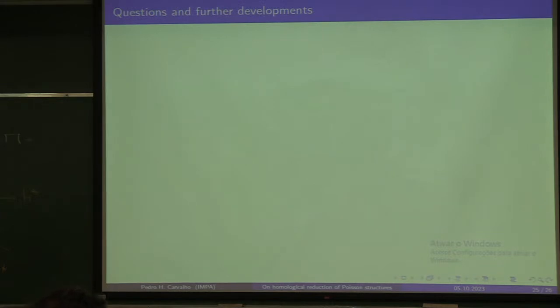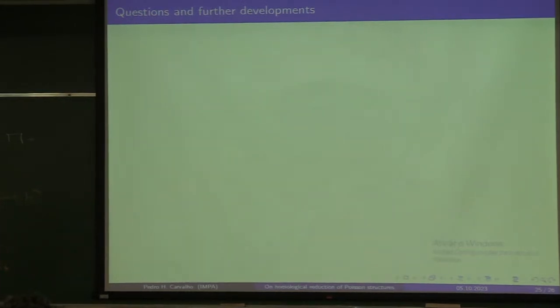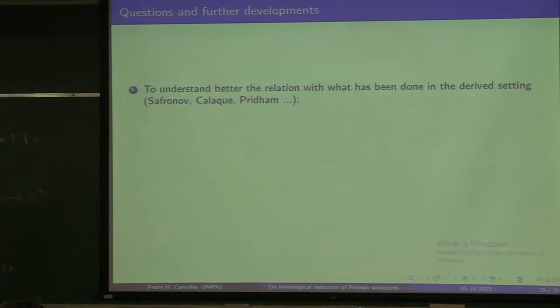So let me just conclude with some questions. First, to understand the relation between what has been done in the graded setting, so I mentioned here mainly Safronov, Calaque, and Pridham, who have worked a lot with this derived symplectic geometry. For example, there is this thing that they always say, and I don't quite understand, maybe because I don't know enough about this language, that Poisson reduction is Lagrangian coisotropic intersection. And if you look at their papers, you see that there are some similarities between what's happening here and what's happening there. But the point is that I don't know how to do the translation.